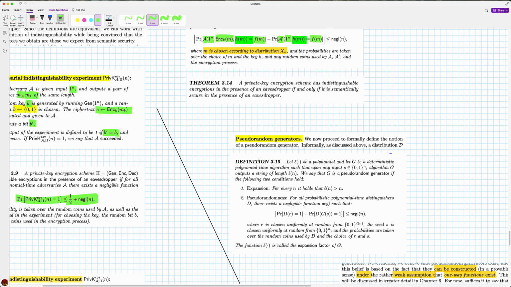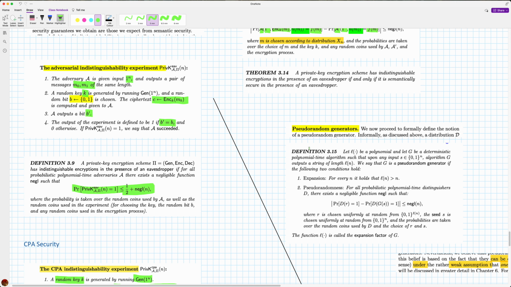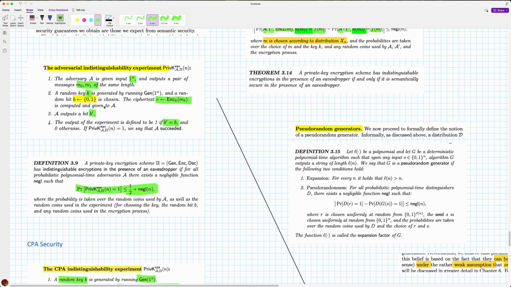Okay, so in the next video I'll tell you how these definitions can be achieved, or in particular at least the indistinguishability definition, and then the CPA and that's it. Yeah, CCA will not.